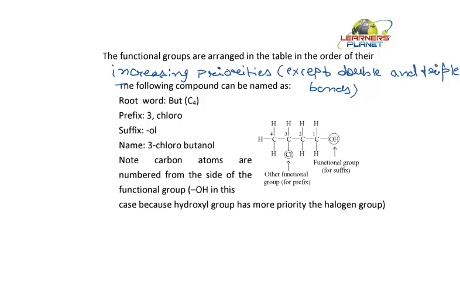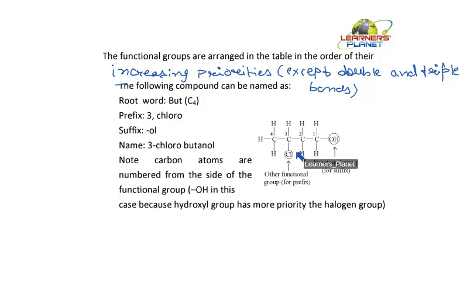This is the compound. Now I hope you can name this compound because we have discussed a lot regarding the nomenclatures. How many carbon atoms are there? 1, 2, 3, 4. What will be the root word? But. Then which has more priority according to the table? It is the hydroxyl group. So the compound would be named as an alcohol. So what would be the suffix? Suffix should be "ol".